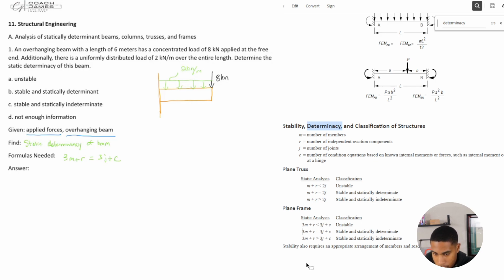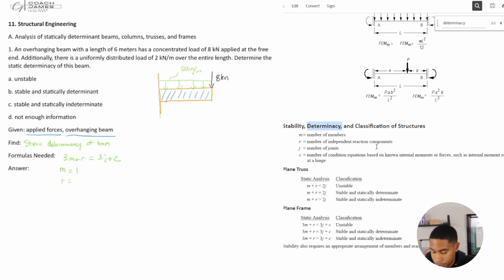What would m be? M is equal to the number of members. We just have literally one member there, so I would put m is equal to 1. What about r? What does r mean? Number of independent reactions. If you have a support, then that support has reactions.